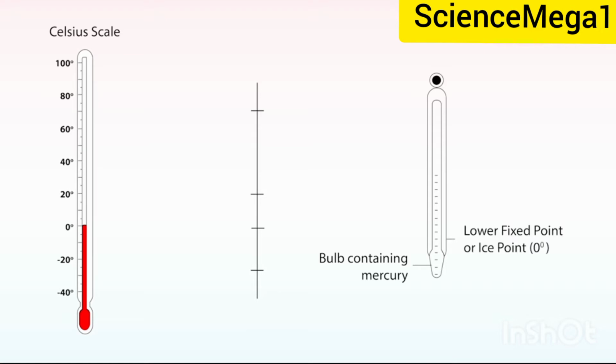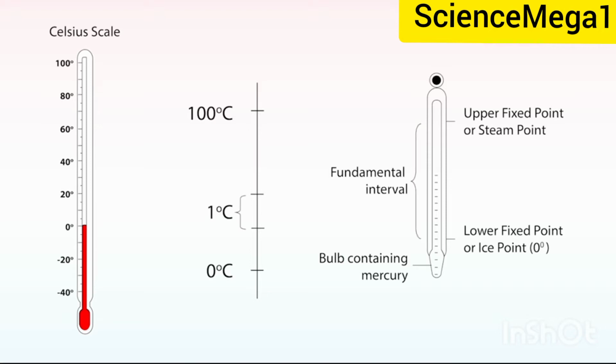On the Celsius scale, the lower fixed point is the temperature of pure melting ice, known as the ice point. The ice point is fixed at 0 degrees Celsius. The upper fixed point is the temperature of steam just above boiling water and is known as the steam point. The steam point is fixed at 100 degrees Celsius, written as 100 °C. So there are 100 degrees between the two fixed points on the Celsius scale. The distance between the two fixed points is called the fundamental interval.